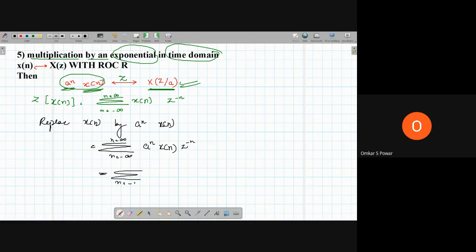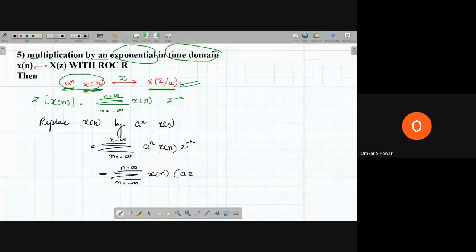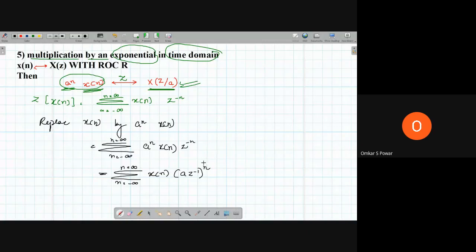Summation n varies from minus infinity to infinity. Please observe x of n, I'll write it on the left side. So your a z to the power of minus 1 whole to the power of n. Sorry, I have made some mistake. I can write this as a to the power of minus 1 z whole to the power of minus n. Why? Z to the power of minus n is z to the power of minus 1, and a to the power of minus 1 into minus n is a to the power of plus n. So it's correct, sorry for that.